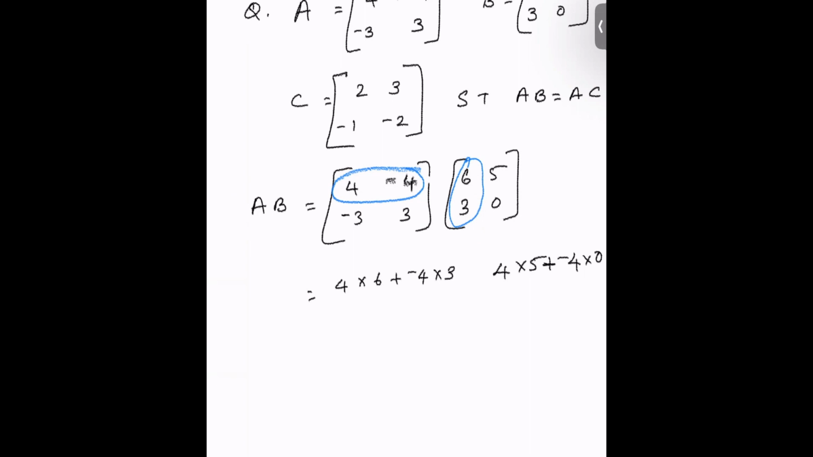Can you tell me the second row? Minus 3 into 6 plus 3 into 3. And second row, second column: minus 3 into 5 plus 3 into 0.